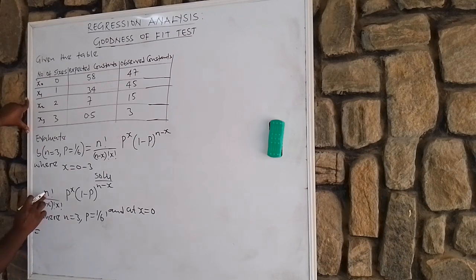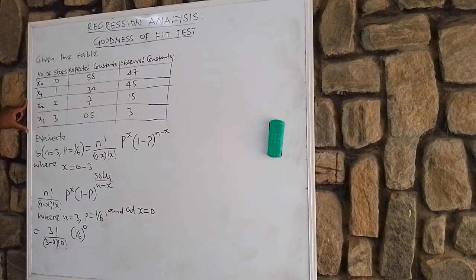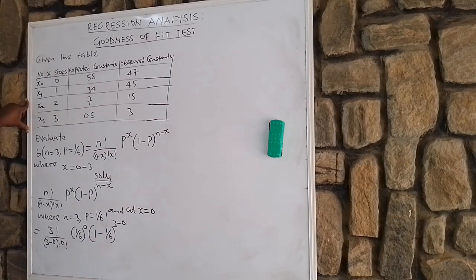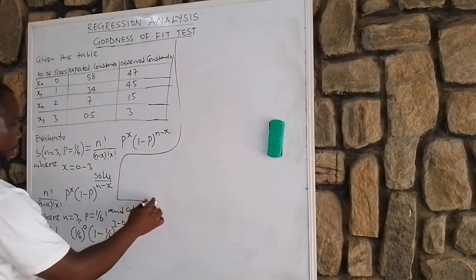Because when x equals 0, let's substitute in. This is equal to, our n is 3, so 3 factorial over (3 minus 0) factorial, then x is 0 factorial, then p is 1 over 6 raised to the power of x, which is 0. Then 1 minus 1 over 6, raised to the power of 3 minus x, which is 3 minus 0. So far, so good.